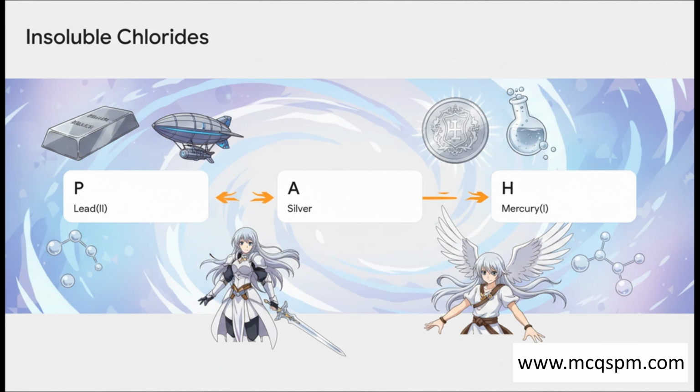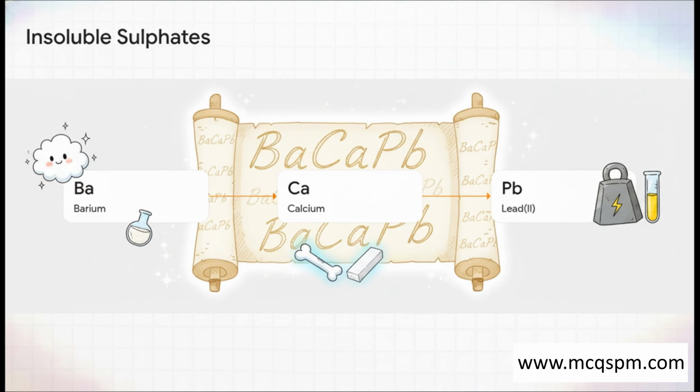Okay, so what about the insoluble ones? Let's start with the chlorides. For these, you just need to remember 3 letters, PAH. If a chloride has lead, silver, or mercury in it, it's insoluble. Any other chloride, it's soluble. That's it. All right, next up, sulfates. The mnemonic for this one is BACHA. Barium sulphate, calcium sulphate, and lead sulfate. Those are your insoluble ones. If you see any other sulfate salt, you know it's soluble.